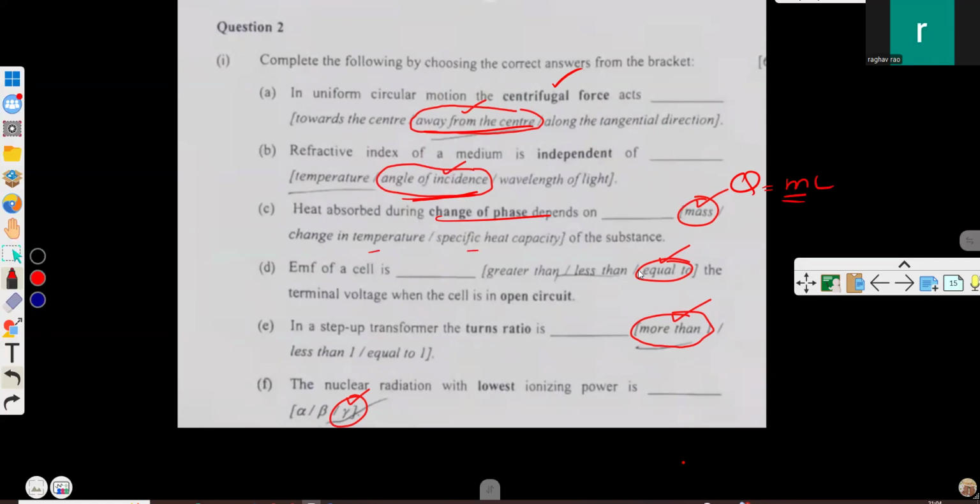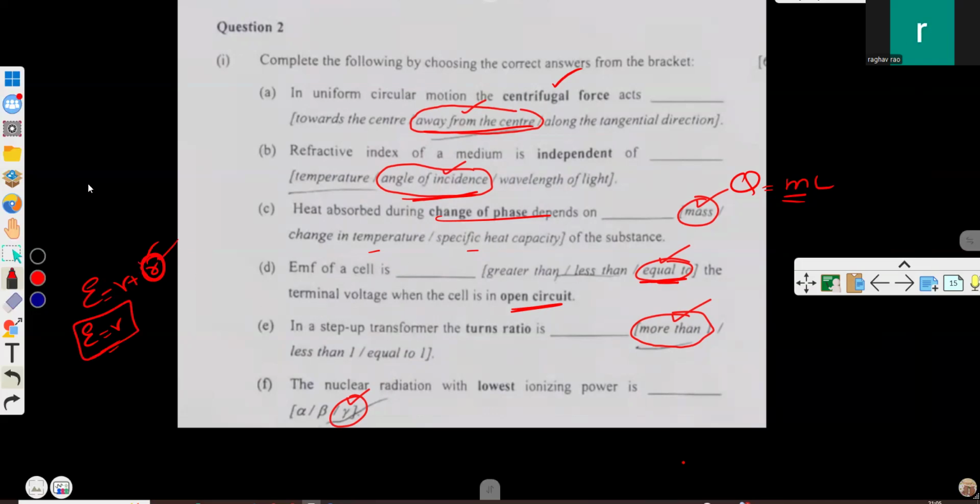EMF of a cell is equal to V when the cell is in open circuit. When the cell is in open circuit, there is no concept of internal resistance. So E is equal to V plus I into R. As I is 0, E will be equal to V. There is no current, there is no internal resistance. So E is equal to V in an open circuit.